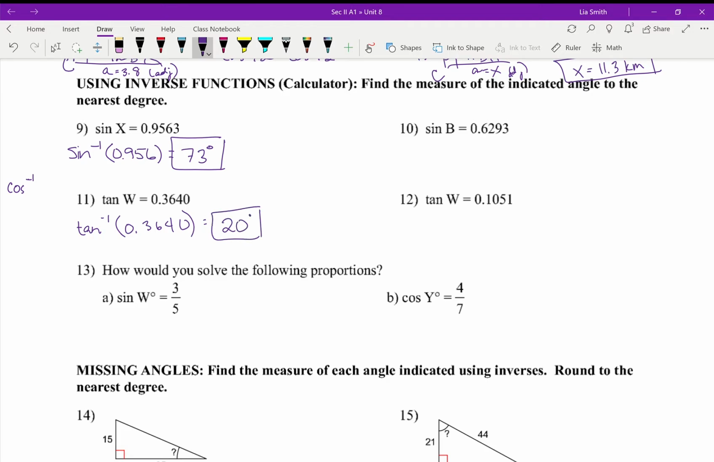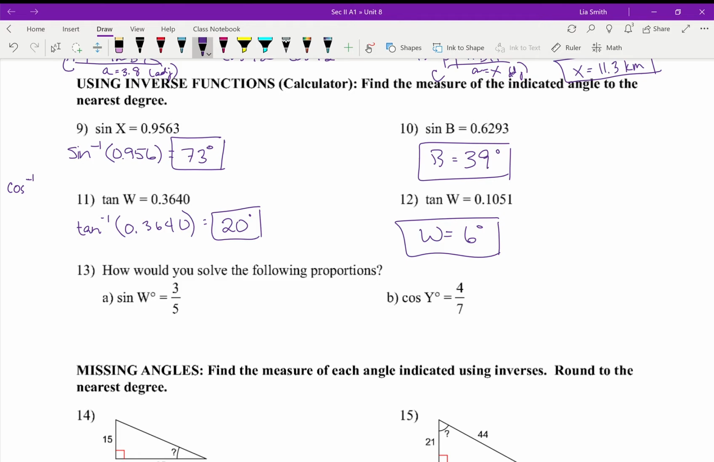Pause the video, do 10 and 12, and check back and make sure that you're getting the right answer. Number 10, you should have gotten B equals 39 degrees. And for number 12, W equals 6 degrees.